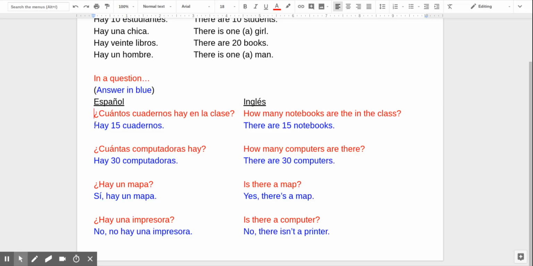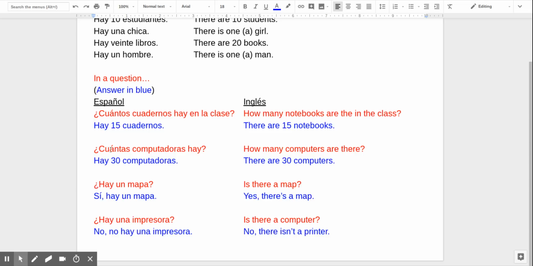And you can answer that by saying hay, with that word there is or there are, and the number, and then the word cuadernos. So hay 15 cuadernos. Next question is, ¿Cuántas computadoras hay? How many computers are there? Hay 30 computadoras. And these next 2 are both singular, so hay un mapa.